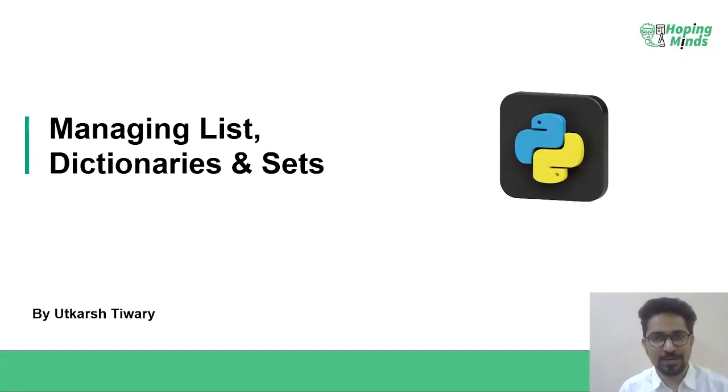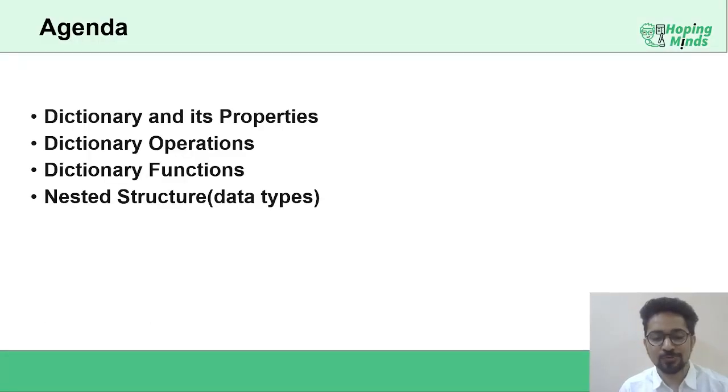So guys, let's have a look at the agenda for this session. Previously we have discussed list and list functions, list properties, and even list comprehension. In this session we shall be proceeding with dictionary and its properties, the different dictionary operations, all the different types of dictionary functions that we can utilize, and then nested data structures including list and dictionaries. So guys, let's head over to the Jupyter screen.